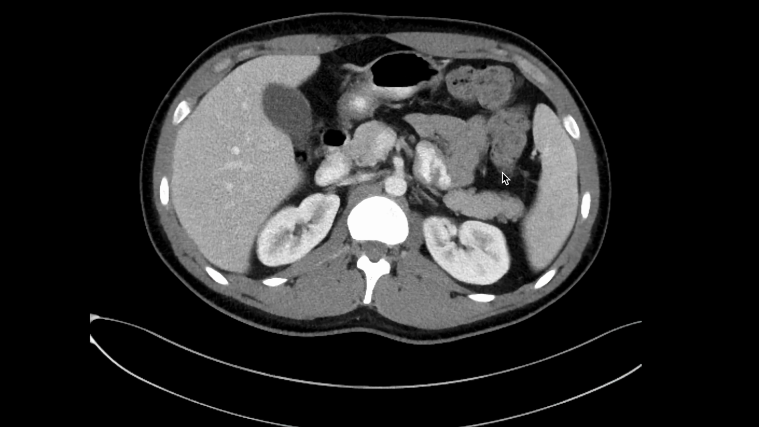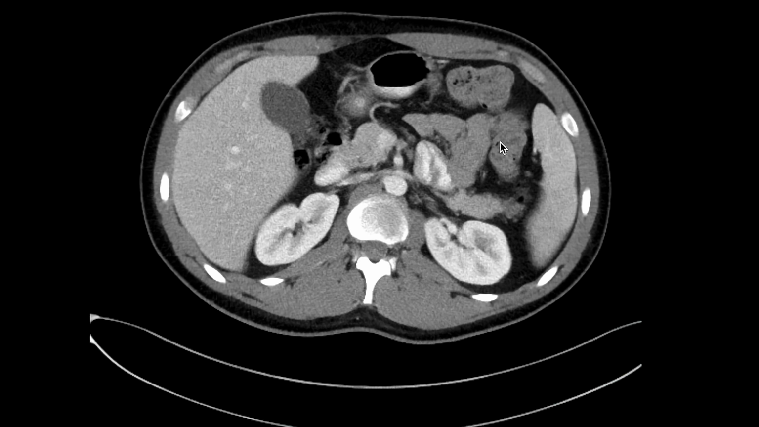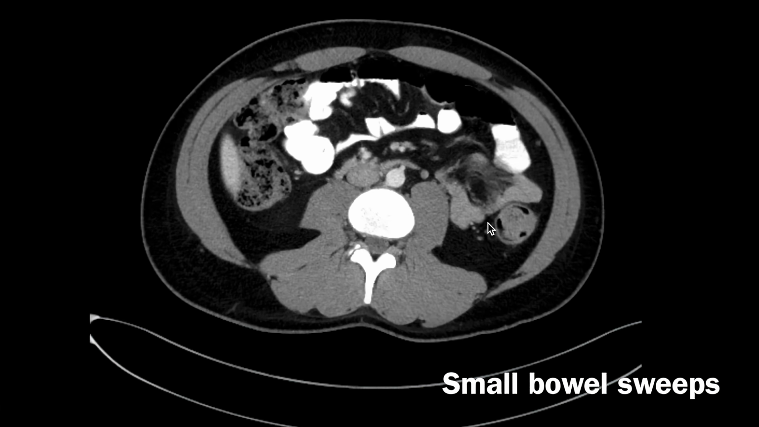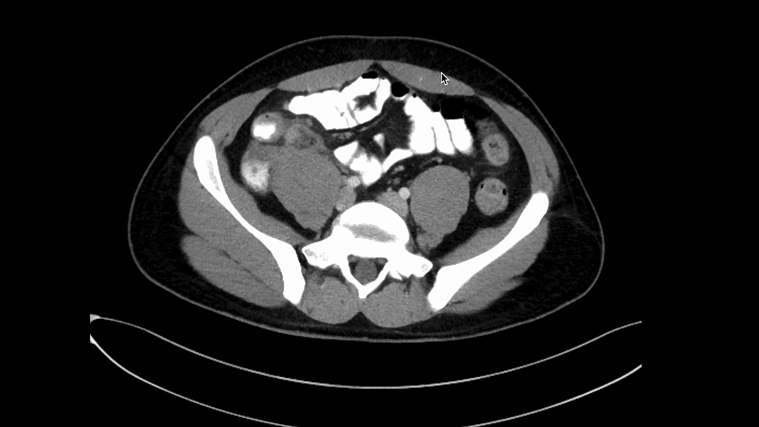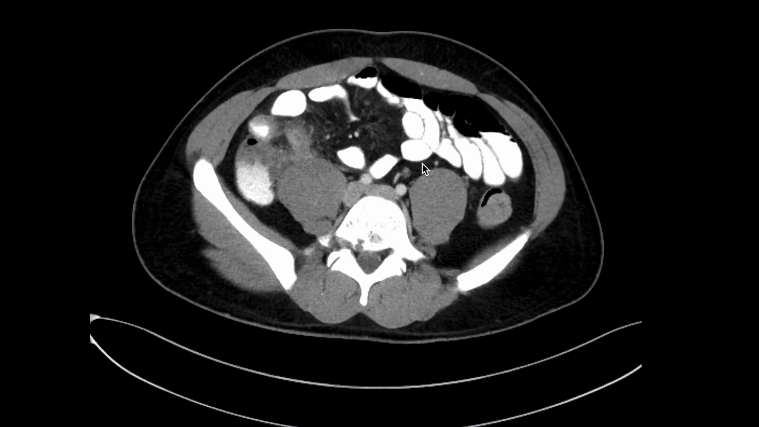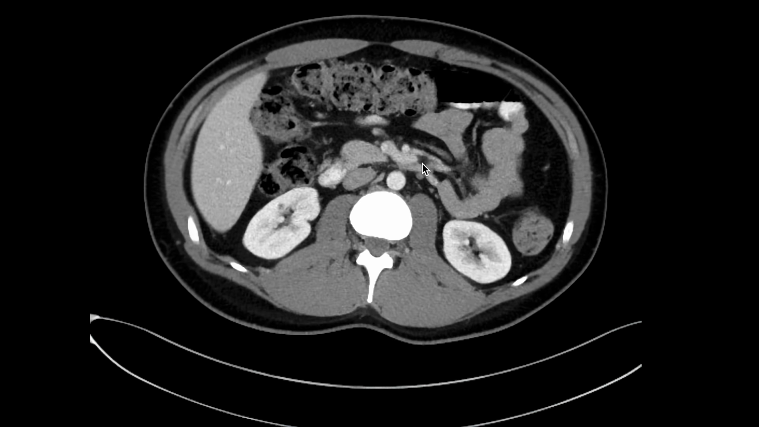Unless it's a case that requires following the bowel, like a bowel obstruction, for example, if the bowel is normal caliber, I generally look at the small bowel in sweeps, so I split it up into halves. I look at this half of the bowel first, and then on the scroll up, look at this half of the small bowel there.